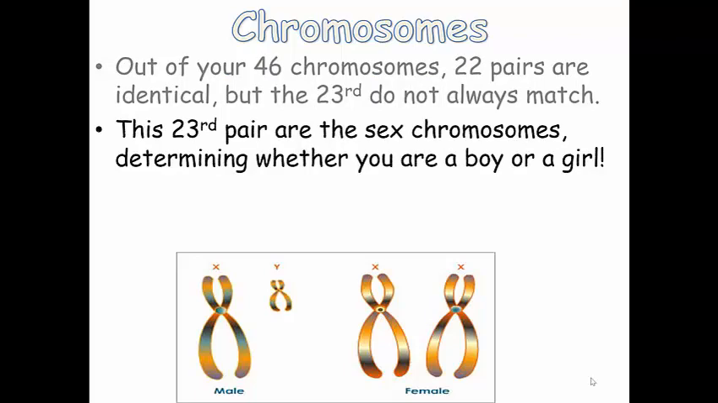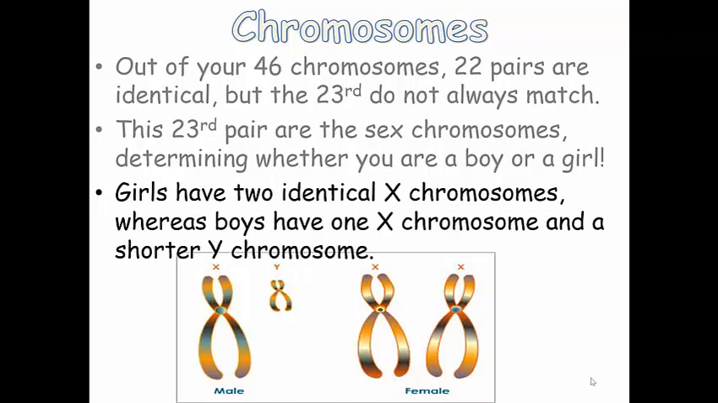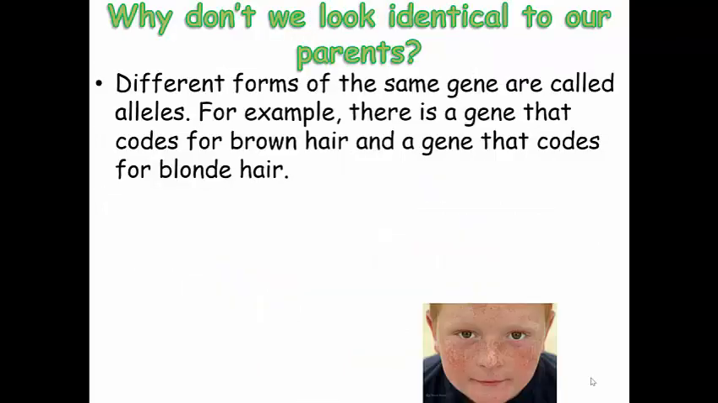Okay, so out of your 46 chromosomes, 22 of the pairs are identical, but the 23rd pair doesn't always match, and those are what we call the sex chromosomes, and they determine whether you're male or female. Okay, if you are a girl, then you are going to have 2 identical X chromosomes. Okay, whereas boys have 1 X chromosome and a shorter Y chromosome, and that's what determines whether you're male or female. So I've got 2 X chromosomes, you guys have got an X and a Y.